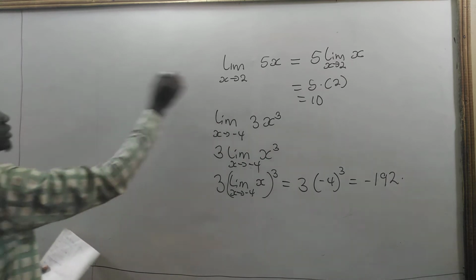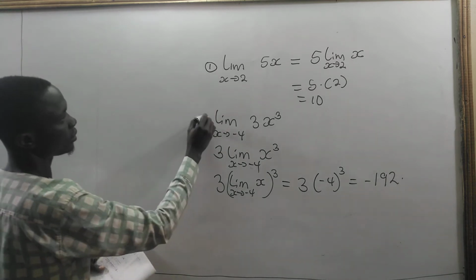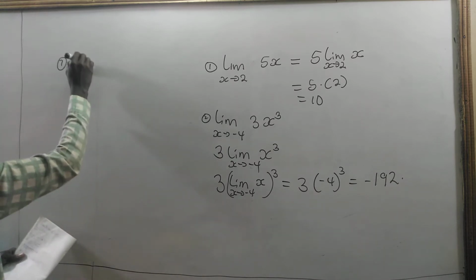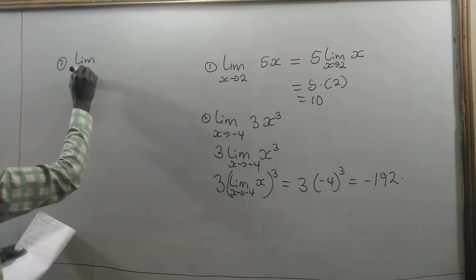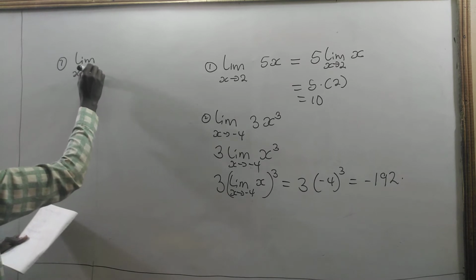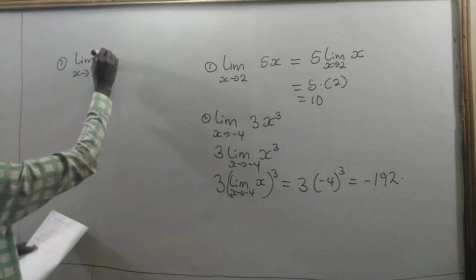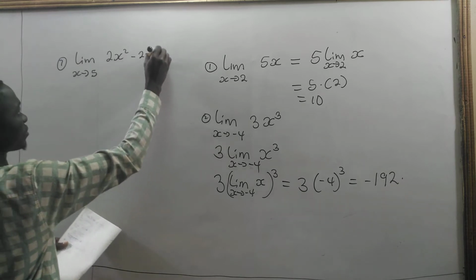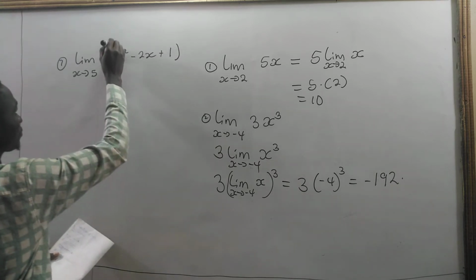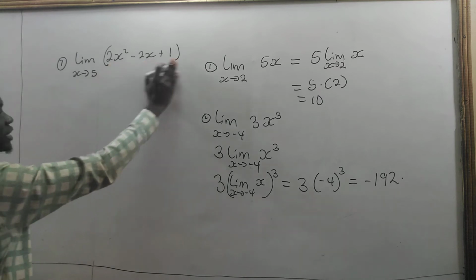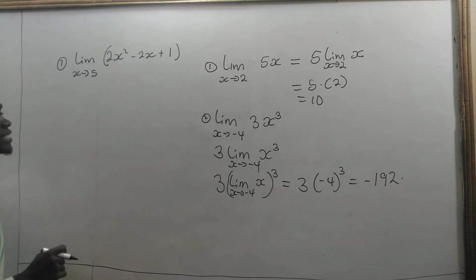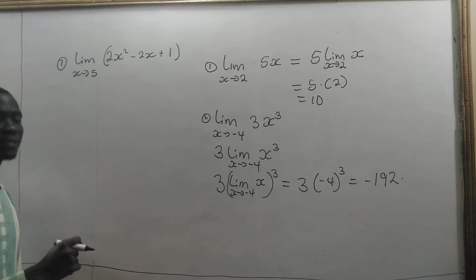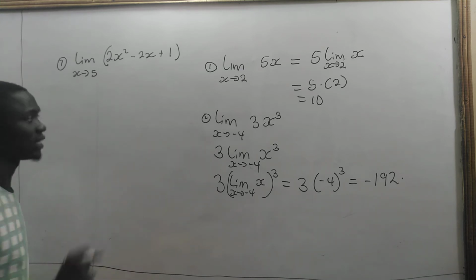That is question 1. This is question 2. So let's go to question 3. Take the limit as x approaches 5 of 2x squared minus 2x plus 1. So we take the limit of each term. That is, the limit of a sum is the sum of the limits, and the limit of a difference is the difference of the limits.